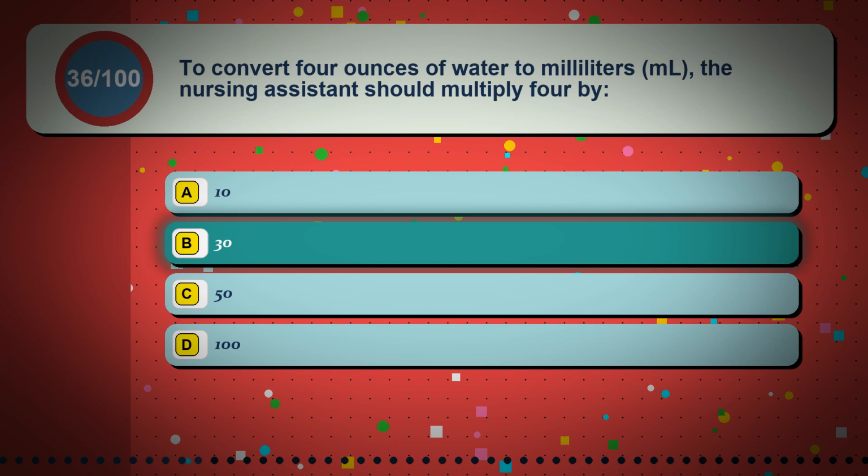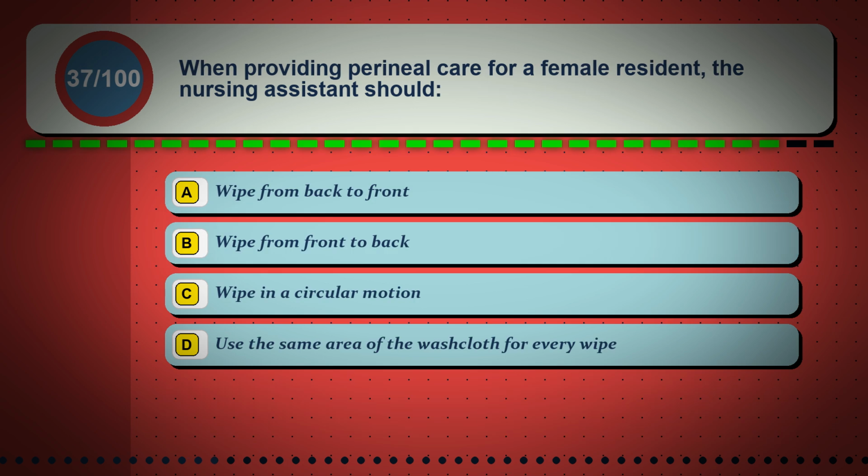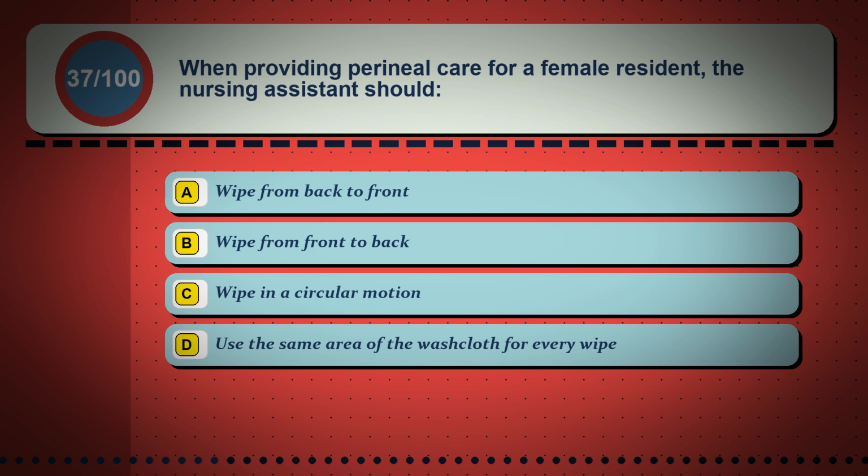The correct answer is option B, 30. In healthcare, 1 ounce is approximately equal to 30 milliliters, ml. Therefore, to find the ml in 4 ounces, you multiply 4 by 30 to get 120 ml. Question 37. When providing perineal care for a female resident, the nursing assistant should option A, wipe from back to front. Option B, wipe from front to back. Option C, wipe in a circular motion. Option D, use the same area of the washcloth for every wipe.